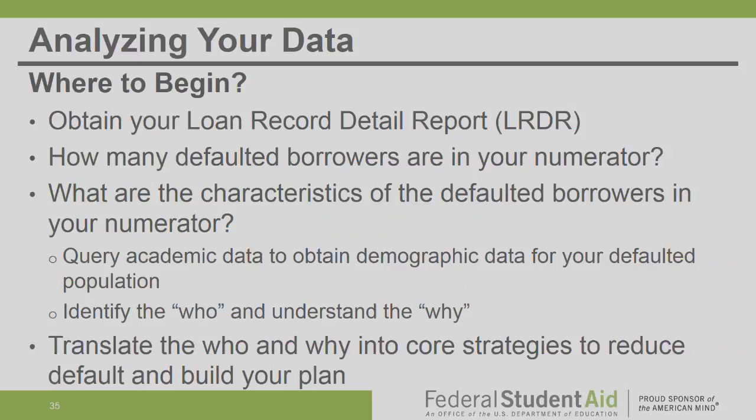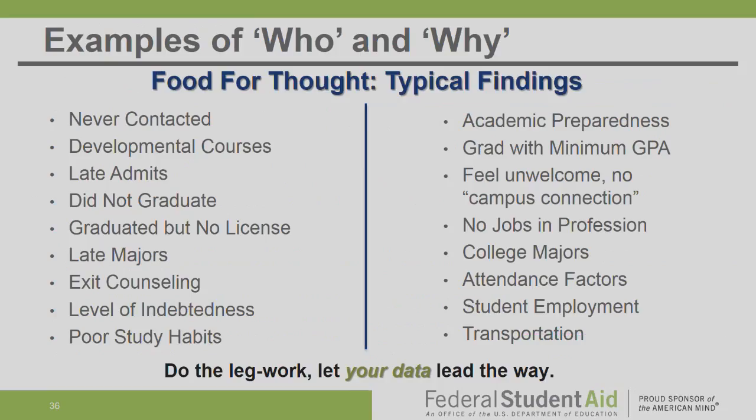So we're taking our learner, and then we are going to determine how many of those borrowers are in your numerator. What characteristics do these defaulted borrowers have that would allow us to determine what steps we can take in order to create some kind of executable plan. I think I have it. Yep. So here are examples of why.